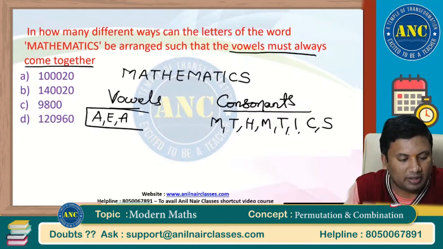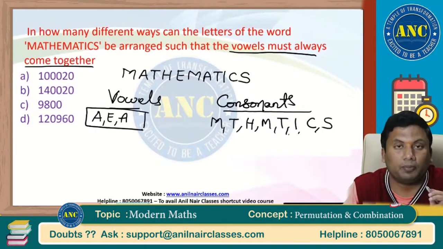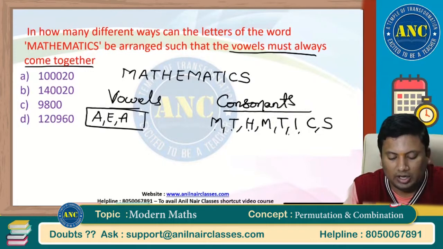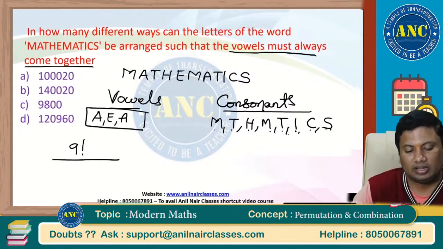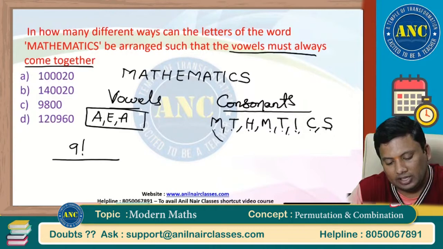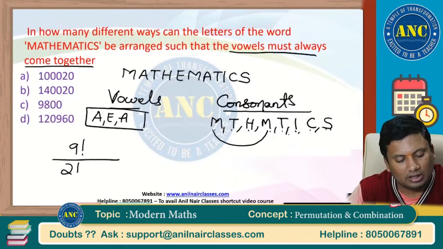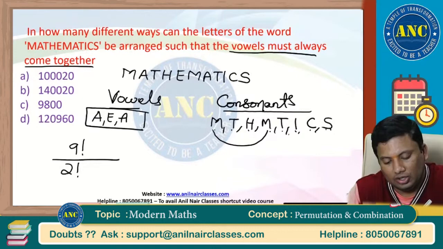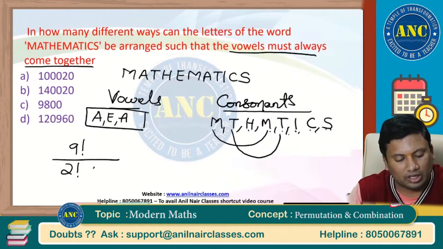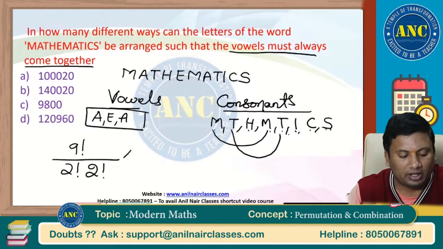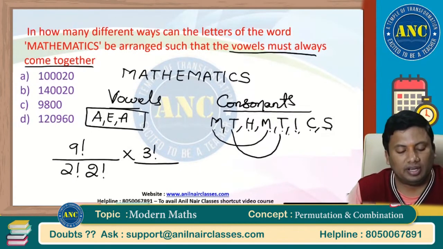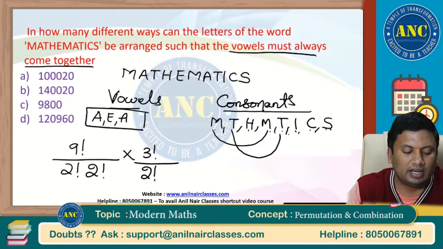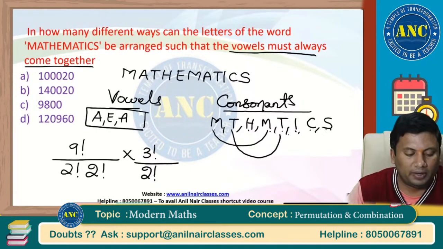If they are coming together, put them in a bag. 1, 2, 3, 4, 5, 6, 7, 8. 8 plus 1 bag is nothing but 9 factorial. M is written how many times? 2 times, so divide by 2 factorial. T is written how many times? 2 times, divided by 2 factorial. The 3 vowels inside the bag can be arranged in 3 factorial. A is duplicated, so divide by 2 factorial. I hope it is clear, right?